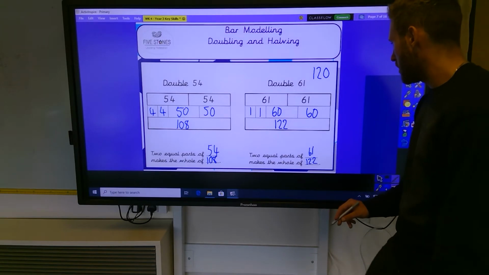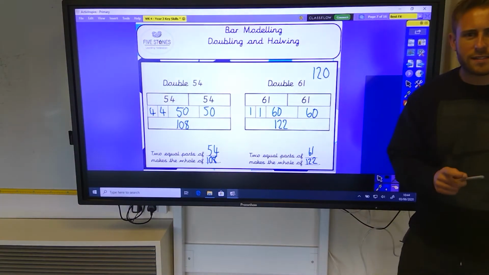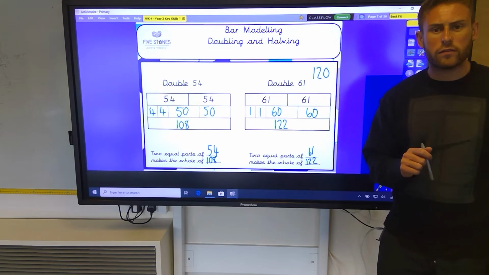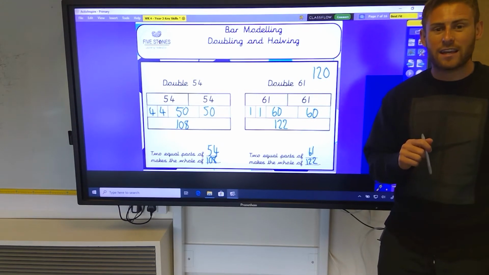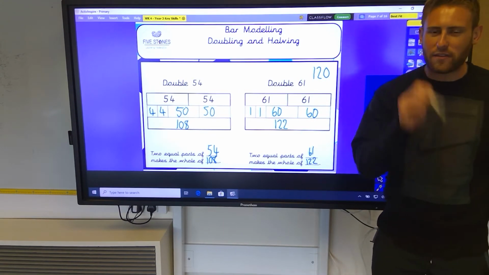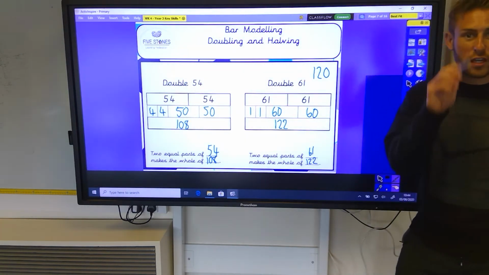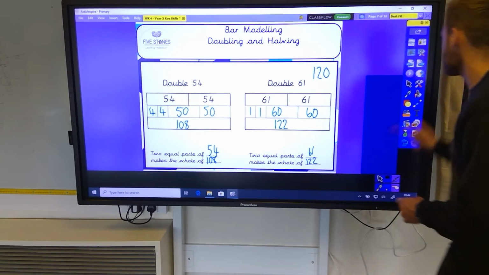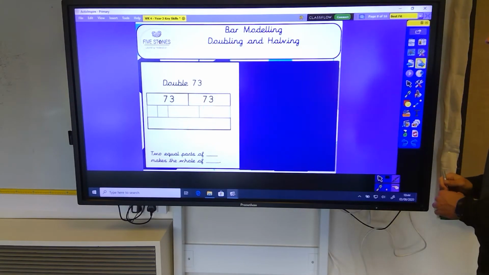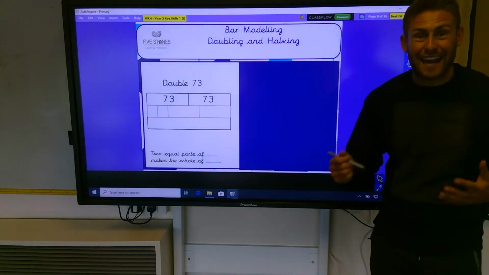Great. So if you didn't quite know, double 6 is 12, so double 60 is 120. That needs to be a fact that you're trying to remember. So keep practicing that one at home. Another double, nice and quick.